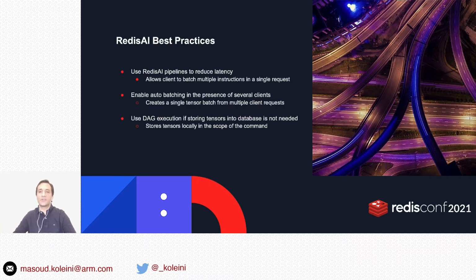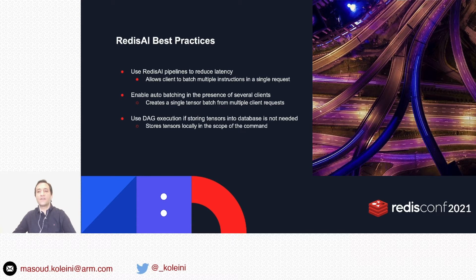To enhance the performance in practical scenarios, there are several best practices to follow. First is to use RedisAI pipelines. It allows clients to batch multiple commands in a single request instead of sending each command separately. That reduces the delays incurred by network latency.